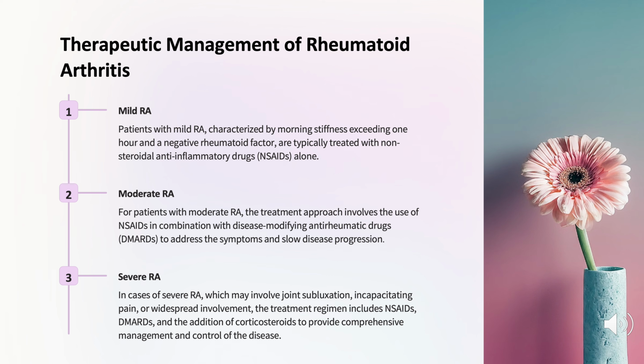This dual approach aims to provide both symptomatic relief and long-term disease control for patients with moderate rheumatoid arthritis. In cases of severe rheumatoid arthritis, characterized by joint subluxation, incapacitating pain, or widespread involvement, a more aggressive treatment regimen is warranted. Alongside NSAIDs and DMARDs, corticosteroids are added to the mix to provide comprehensive disease management and control.